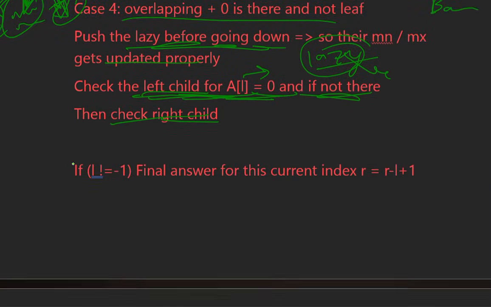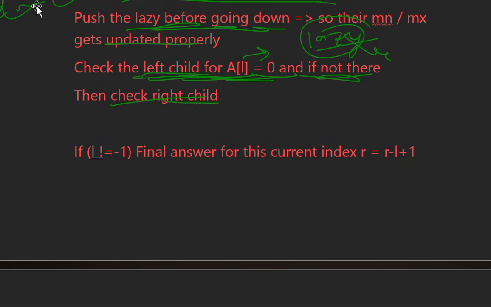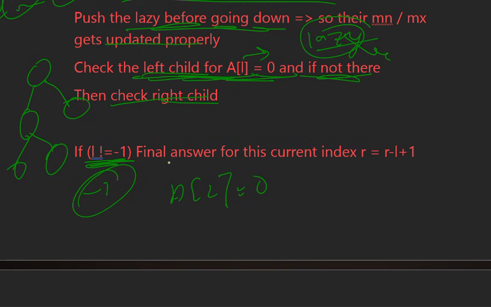Suppose we have checked all the nodes of the segment tree, and we get some index. If the answer is not -1, it means there is some L possible for which A of L is equal to 0. So our final answer will be R minus L plus 1. Here R is our current index that we have fixed, L is the index where A of L is equal to 0, and plus 1 is for an extra element.